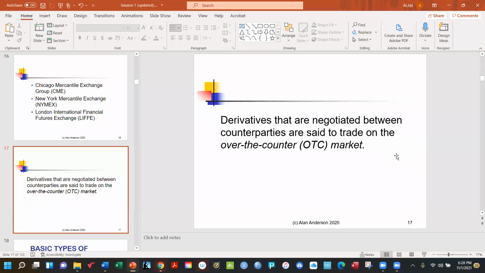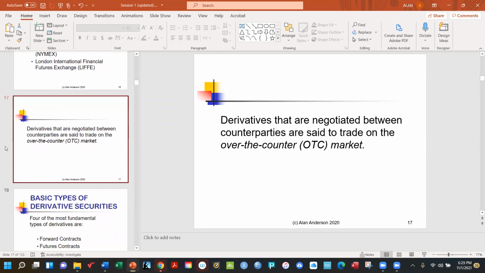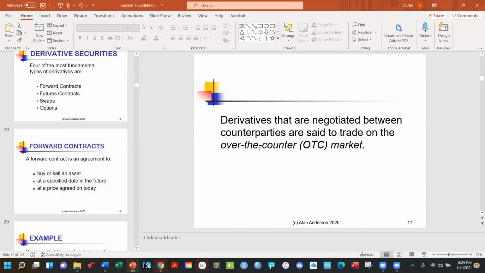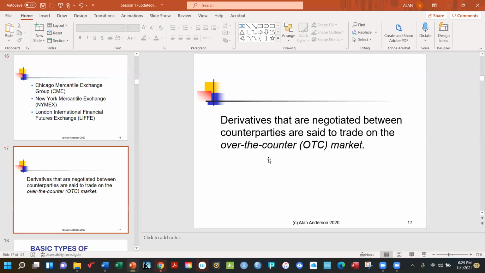And then the ones that are negotiated directly between the counterparties are trading in what we will call the over-the-counter market. I suppose because when you're trading, you're standing on opposite sides of a counter. We'd have to check out the actual origins of this name. But over-the-counter means no exchanges are involved. It's directly between counterparties. So, the advantage of doing over the counter is the flexibility.